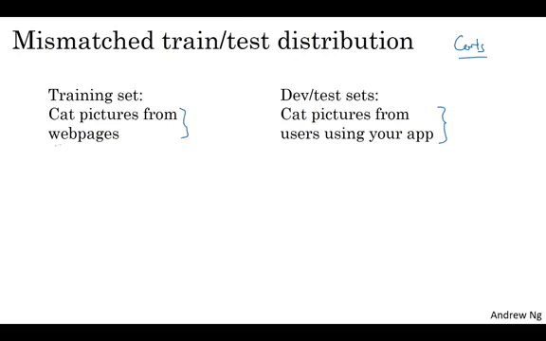Turns out a lot of web pages have very high resolution, very professional, very nicely framed pictures of cats, but maybe your users are uploading blurrier, lower res images just taken with a cell phone camera in a more casual condition. And so these two distributions of data may be different. The rule of thumb I'd encourage you to follow in this case is to make sure that the dev and test sets come from the same distribution.